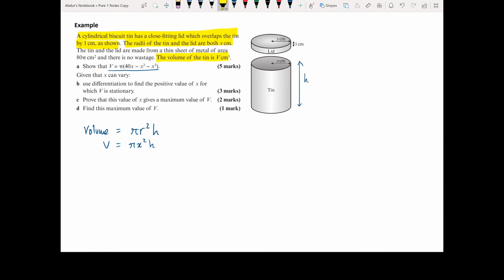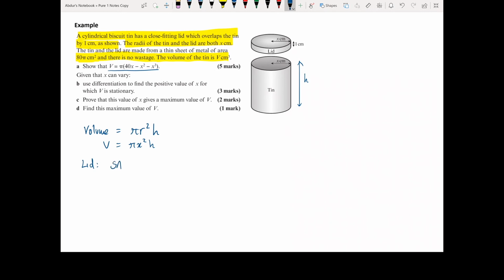We've used the volume. Notice here it mentions that the tin and the lid are made of a thin sheet of metal of area 80 pi centimeter squared. So that's the area, and there is no wastage, meaning all of that area, 80 pi centimeter squared, is the surface area of the tin as well as the lid. So we're going to have to form an equation for the surface area of both the tin and the lid. So let's take a look at the lid first. What is its surface area?